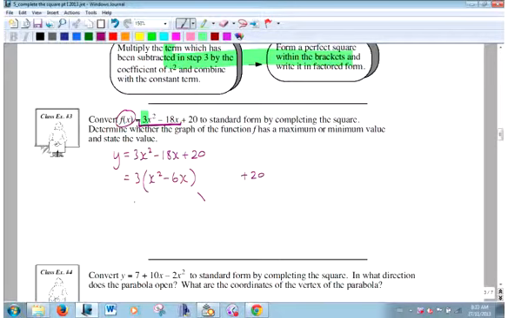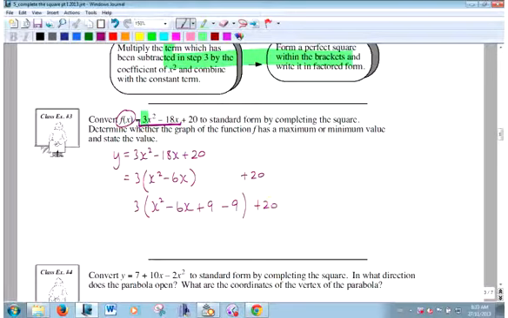Yeah, okay, so ignore the 3, it's still there. X squared, that's still there. I'm going to go minus 6x, that's still there. Half of this term is 6 over 2, which is 3. Square it, add it, subtract it. I got to put my bracket there, and I still have this plus 20.